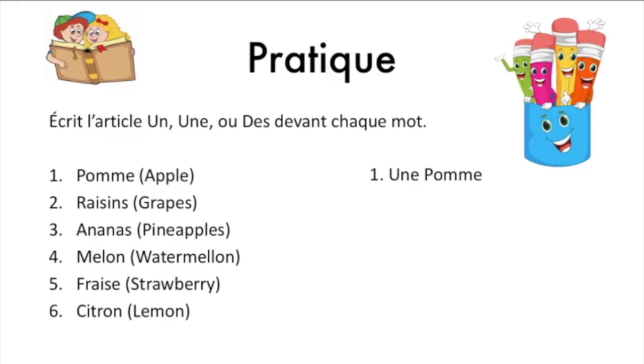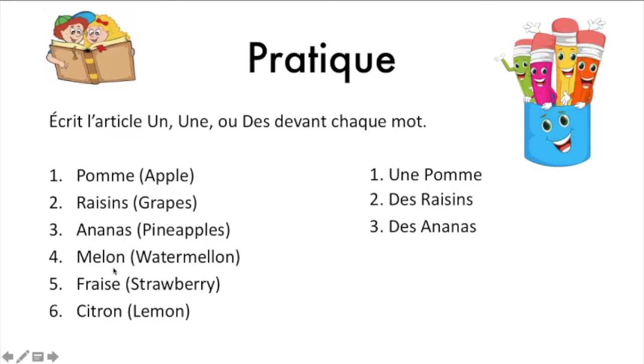The next one is raisin. It ends with the letter S, which means it is going to be, you guessed it, plural. So we're going to use des raisins. Number 3 is ananas, which in English means pineapples. So once again, we're going to look at the last letter, and it ends with the letter S, which means it's going to be plural again. So we're going to use des ananas.